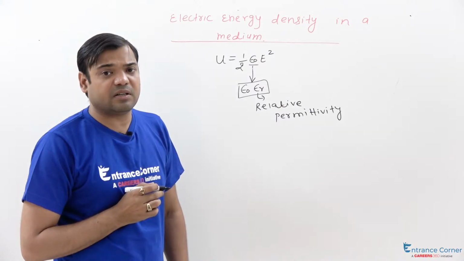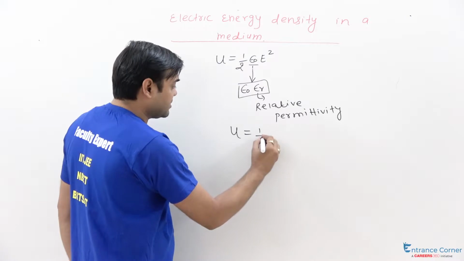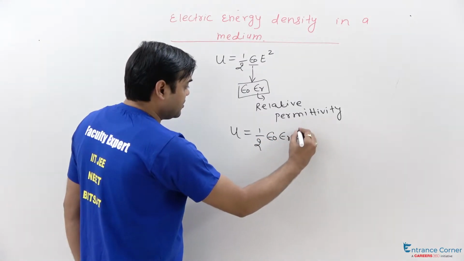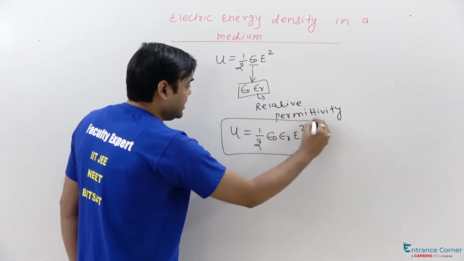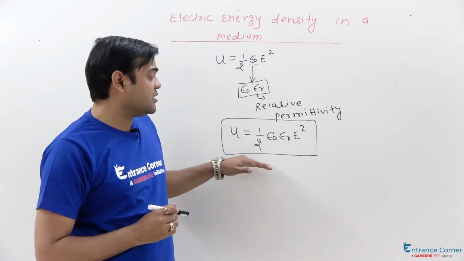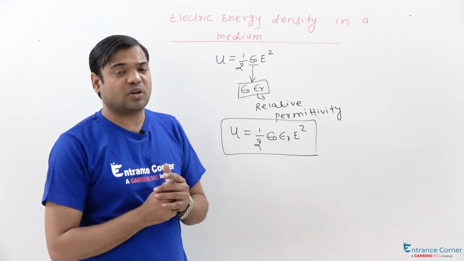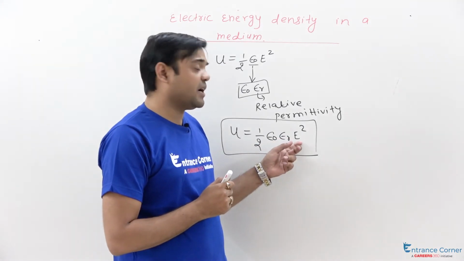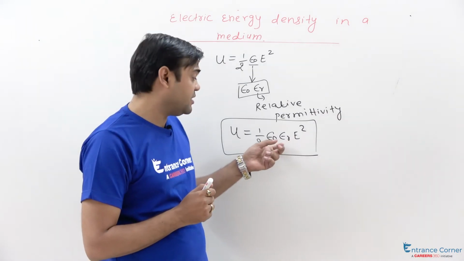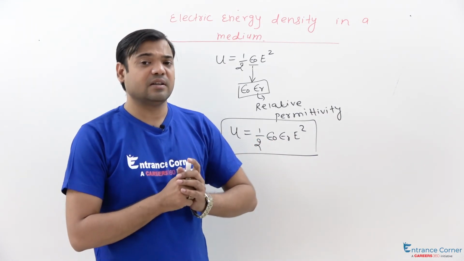with epsilon naught epsilon r, and in that condition energy density becomes simply half epsilon naught epsilon r into E square. So in any medium other than a vacuum, energy density is equal to half epsilon naught epsilon r into E square, where E is the magnitude of electric field intensity, epsilon r is relative permittivity, and epsilon naught is the permittivity of the vacuum. Okay, thank you students.